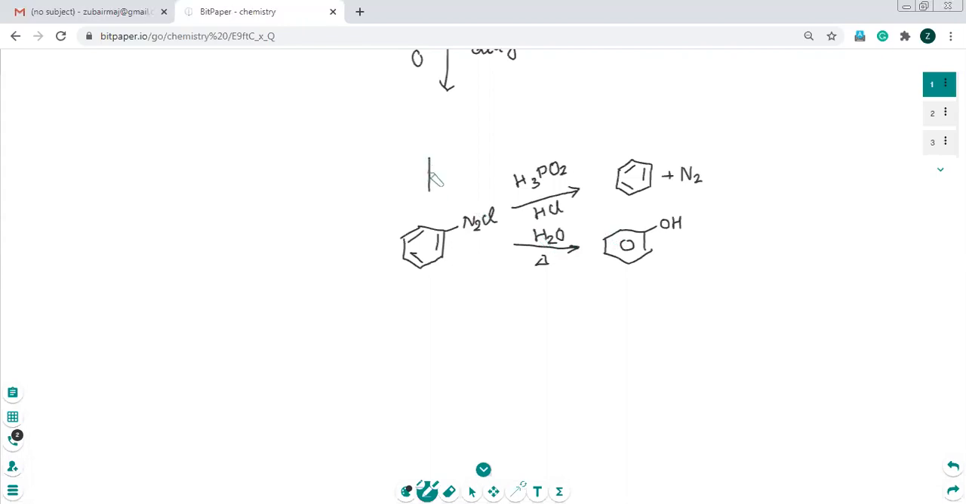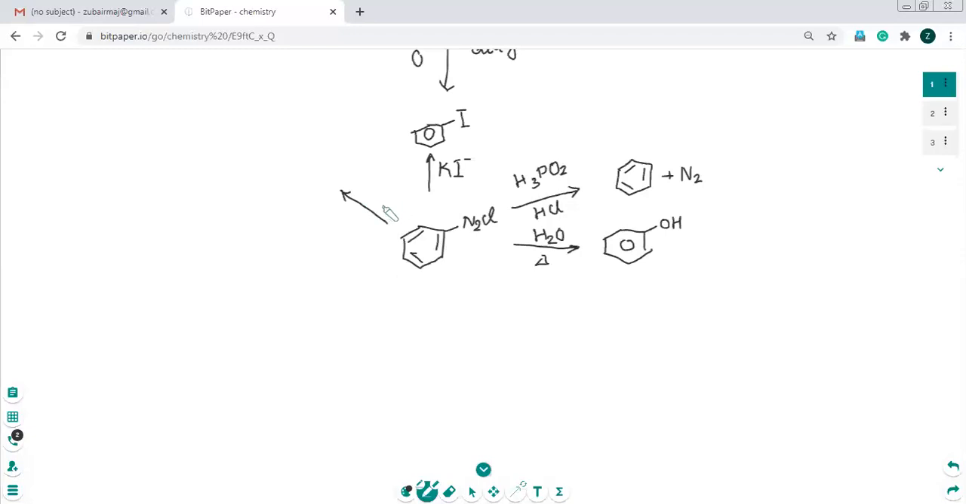Suppose you react this with potassium iodide. You know I minus is a very good nucleophile. The I minus can attack here and remove this, and you will get iodobenzene. Now, if you want to replace the chlorine, you require a catalyst. Chlorine is not a very good leaving group.